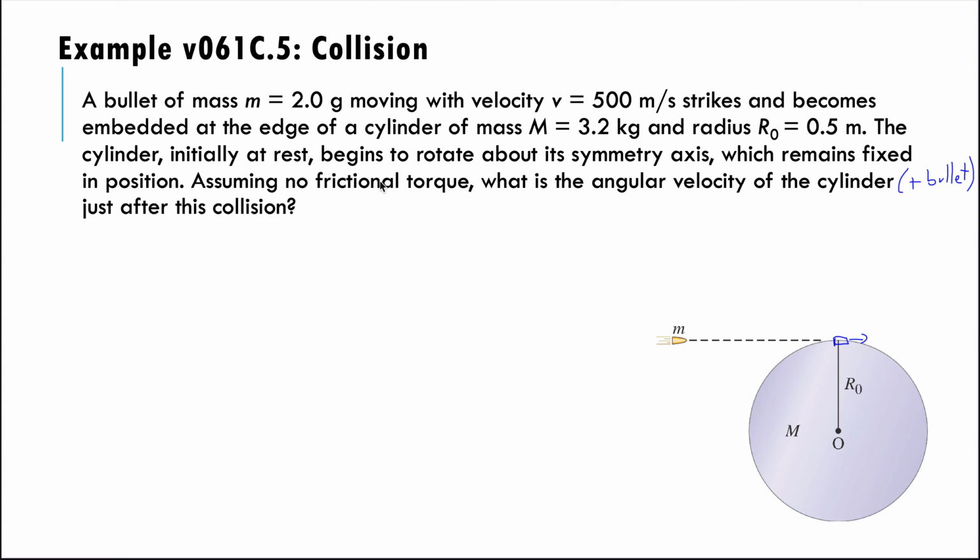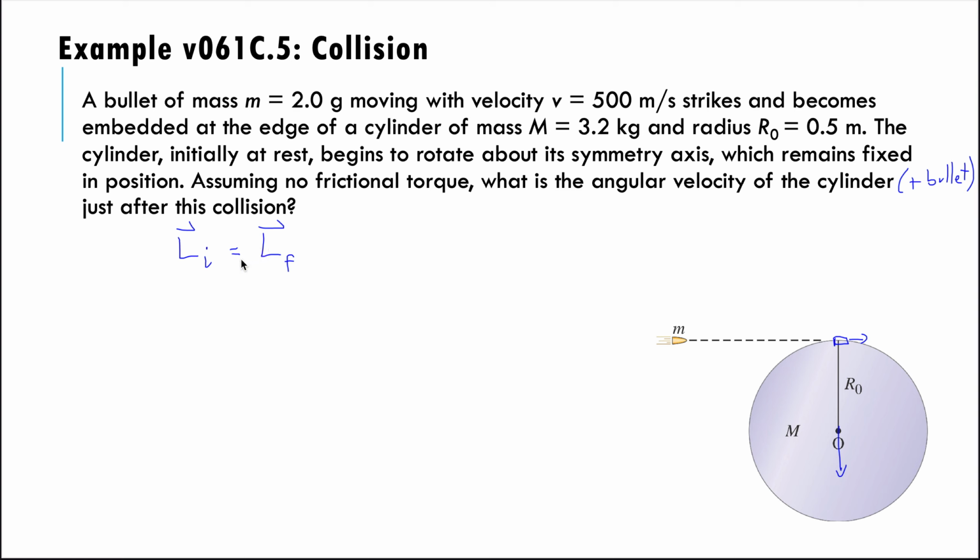Whenever we have a collision and we have rotational motion, we want to think about using conservation of angular momentum. In order to use conservation of angular momentum, which says that the initial angular momentum equals the final angular momentum, we have to make sure that there are no net external torques acting on the system. The system is going to be the bullet and the cylinder. Well, the problem says that there's no frictional torque here from the interaction. And then we know that the weight of each object acts through the axis of rotation, so they don't exert any torque either. So we have an isolated system. We can use conservation of angular momentum.